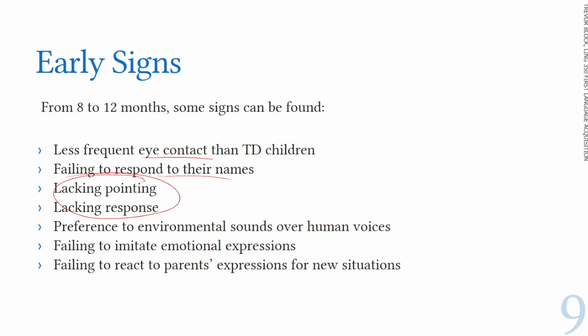Some children with ASD actually don't make a distinction between environmental sounds and human voices. So an environmental sound can be just as loud, if not louder, than a human voice, and sometimes that can draw more attention. Some children, again with facial expressions, don't really imitate emotional expressions or produce them that well. And then even reading faces and understanding social cues and facial cues can be very difficult. So these more subtle things can be difficult, even at a very early age.